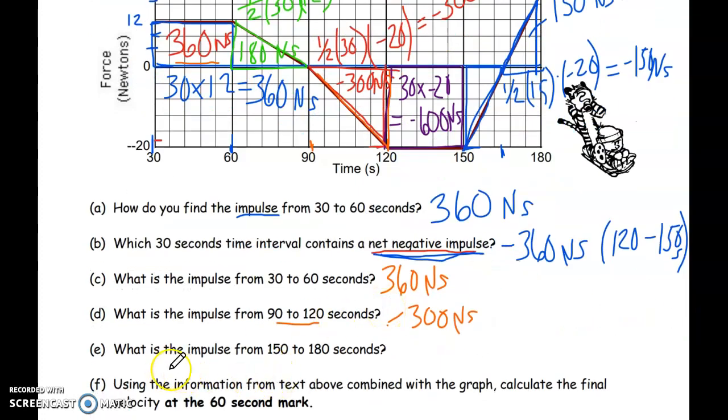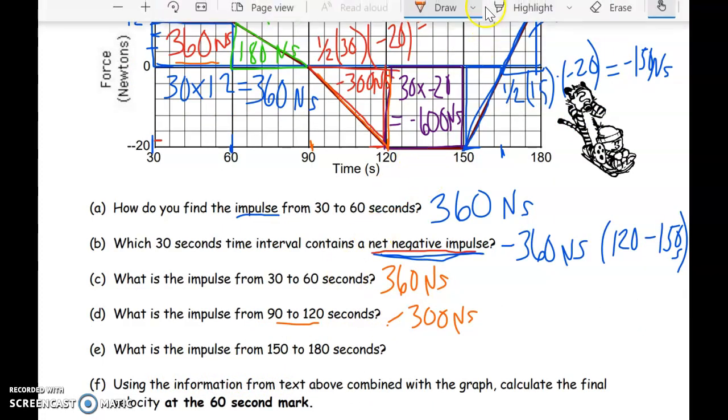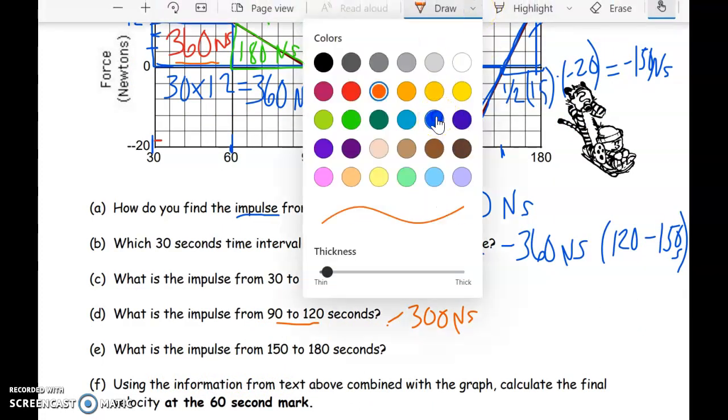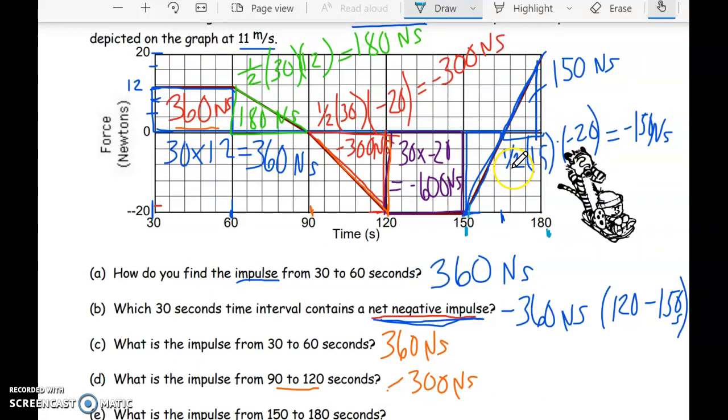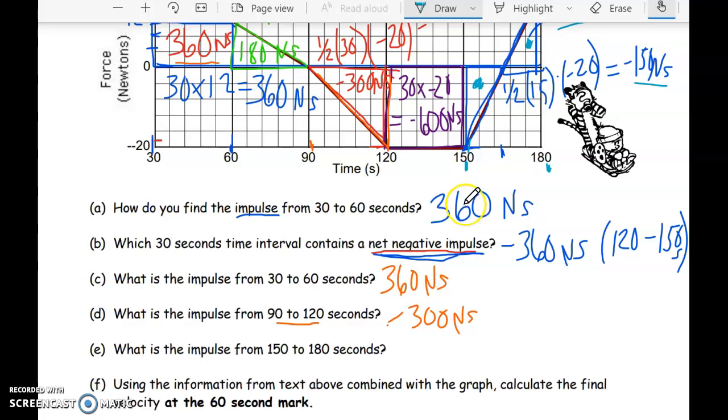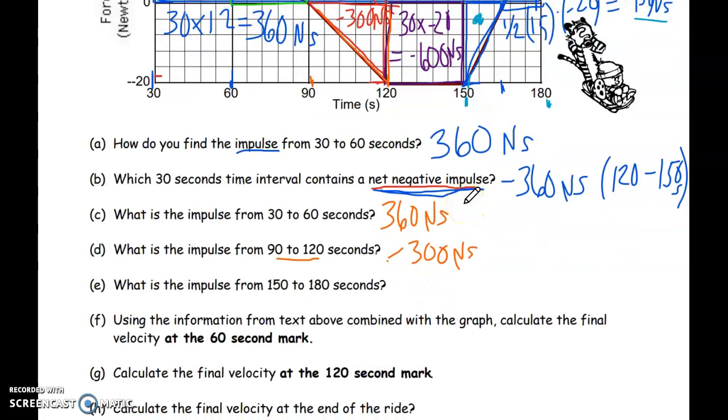And then for part E, it says what is the impulse from 150 to 180? So 150s here, 180s here. So we know that the impulse for this bottom portion right here was negative 150. We know that the positive portion was positive 150. So of course, if you add those together, it equals 0. So there is no net impulse occurring from 150 to 180 seconds.